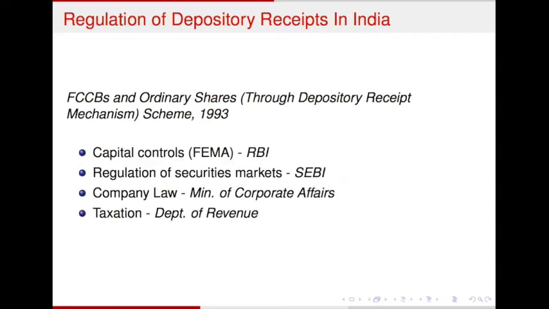Pending implementation of the Sahoo Committee recommendations, DRs are currently regulated by the FCCB and Ordinary Shares through Depository Receipt Mechanism Scheme of 1993. In addition, DRs are subject to the existing capital controls regime and regulations administered by the securities regulator SEBI, as well as companies law and the laws on taxation.